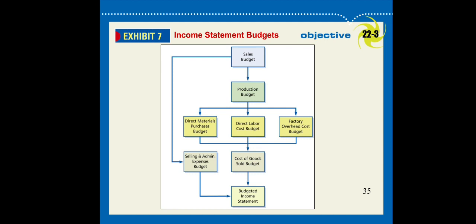So the master budget starts with the sales budget. See, the first box, the blue box in this slide, is the sales budget. So the master budget starts with preparing a sales budget. Why sales budget? Because the operation of a business depends on the quantity of sales.